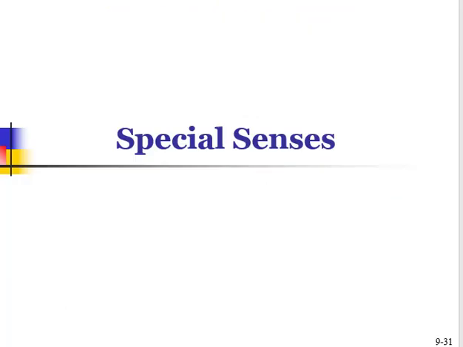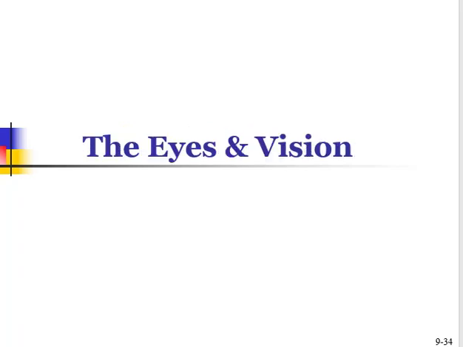Now let's look at the first in our series of special senses. Let's start with the eyes and vision. Your assigned reading for eyes and vision will be pages 269 through 284.